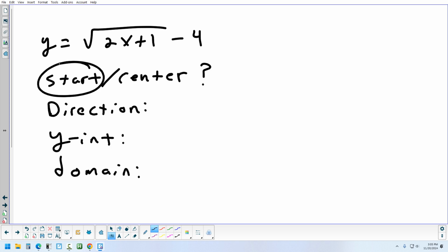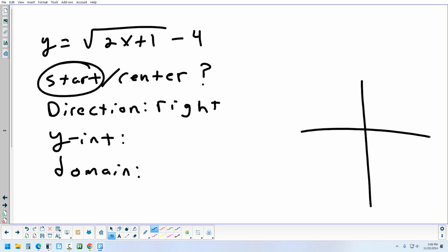No. When you do not have any reflections, what is the direction that a square root always goes in? To the right. Yep. So that one will go towards the right. Now the y-intercept. The y-intercept is where it crosses which axis?